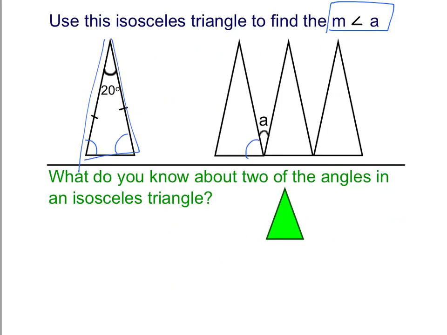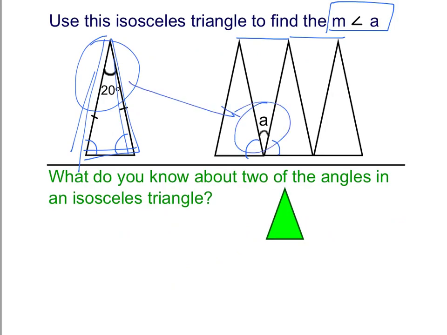So we know that this measure and this measure are the same, but I'm just looking at this and saying, okay, if that's the same, I could just flip this over and make it fit in here, couldn't I? And so there'd be triangles in here, so my 20 degrees would be the same as this, and so A is 20 degrees. What do you know about two of the angles in an isosceles triangle?